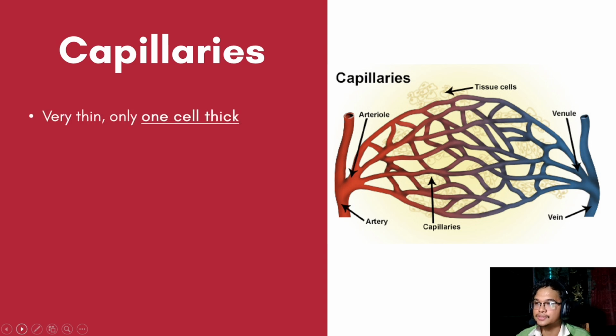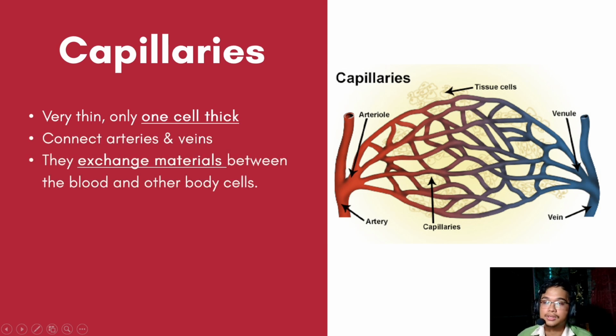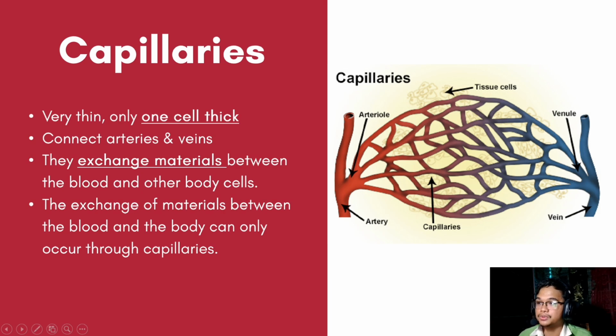Next are the capillaries. They're very thin, only one cell thick. There's a reason why capillaries are very thin. They connect arteries and veins, and most importantly, they exchange materials between the blood and other body cells. So they need to be very small so that cells can get the nutrients and the oxygen that was in the blood. The exchange of materials between the blood and the body can only occur through the capillaries. In the lungs, you also have small capillaries so that you can have the exchange of oxygen and carbon dioxide.